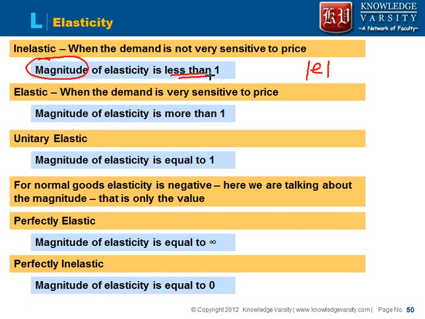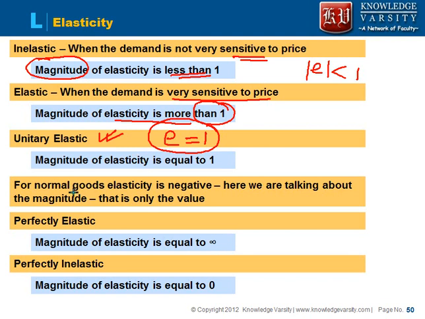Magnitude of the elasticity is less than 1. It means that we will only focus on the value of elasticity and not the sign, and we will take the positive sign. So when the demand is not very sensitive, elasticity is less than 1. When the demand is very sensitive to the price, this time you will find that the magnitude of elasticity is more than 1. We will see through the diagram what is meant by elastic, inelastic, etc. Then you have unitary elasticity. It is self-explanatory that when the elasticity is equal to 1, it is called unitary elasticity.